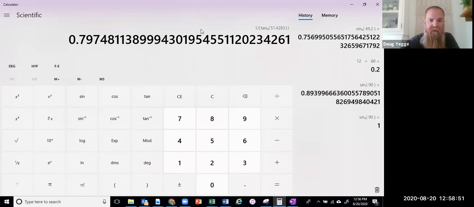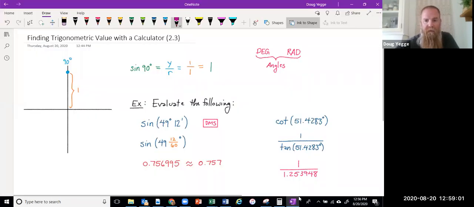So cotangent is approximately 0.7975, and there we go.